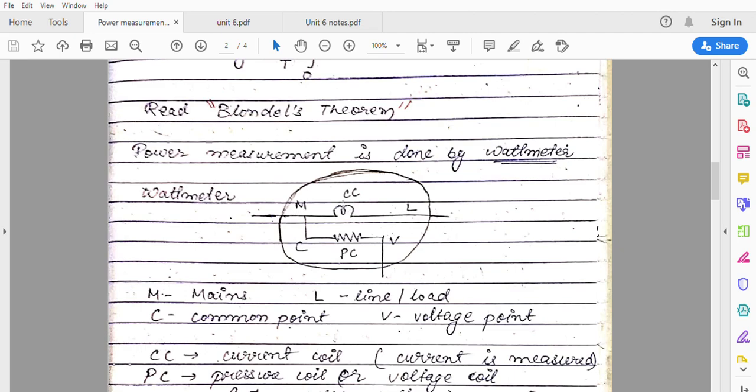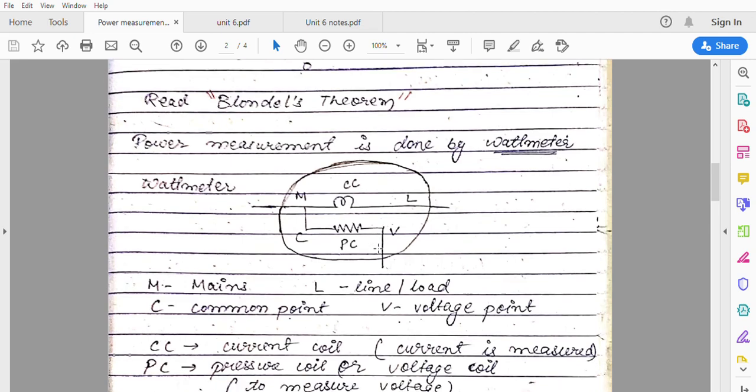And we have 2 coils. One coil is in the shape of an inductor with only one turn, and this is called the current coil. This is always connected in series and used to measure the current for the load. The next coil is denoted in the form of a resistance, and this is called the pressure coil or voltage coil. This is used for measurement of voltage. It is always connected in parallel, because we know voltage across a parallel connection is the same and current in series is the same. So this is how it is connected.